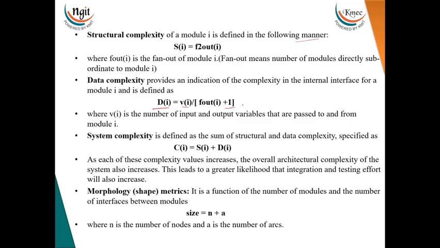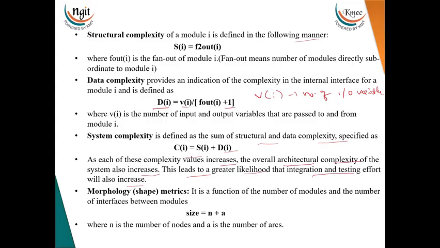Where v(i) here is nothing but the number of input and output variables. System complexity is defined as the sum of structural and data complexity, which is specified as C(i) = S(i) + D(i). As each of these complexity values increases, the overall architectural complexity of the system also increases. This leads to greater likelihood that integration and testing effort will also increase.